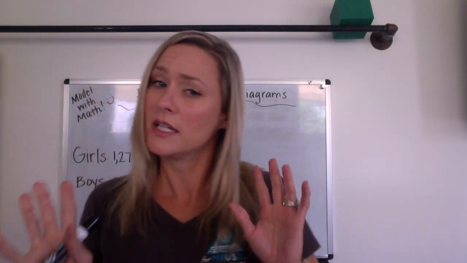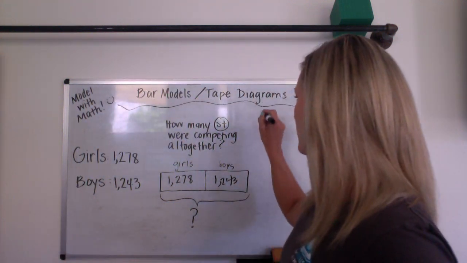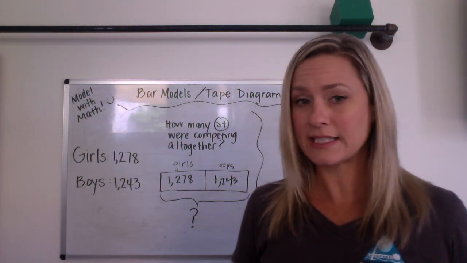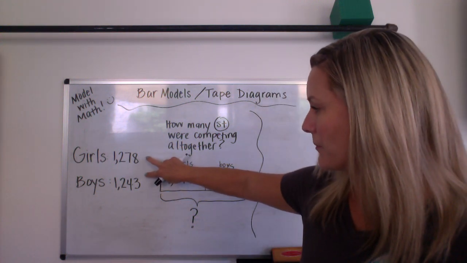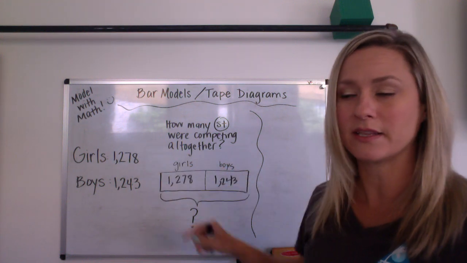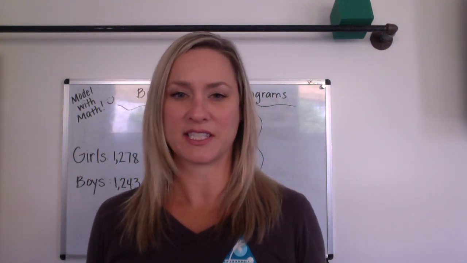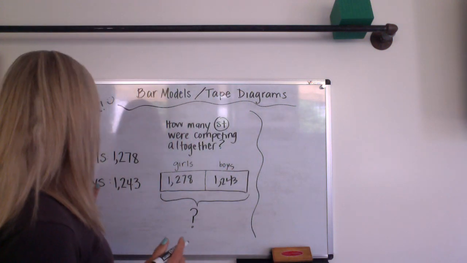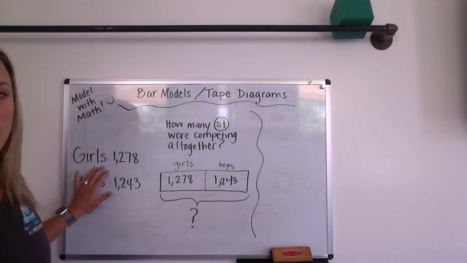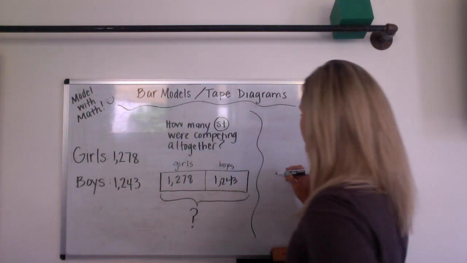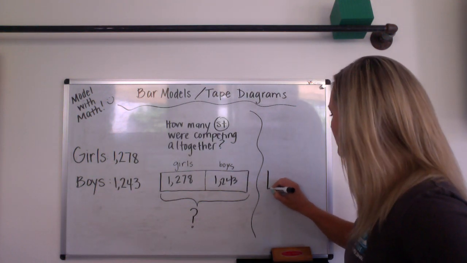All right, now, let's say I didn't want to solve that question. Let's say I wanted to solve a different question. Let's say I actually wanted to figure out how many more girls competed than boys. Well, that bar model would look a little bit different. So let's kind of imagine this together. So let's say I have the girls bar model still, 1,278 girls. So I'm going to put that here.